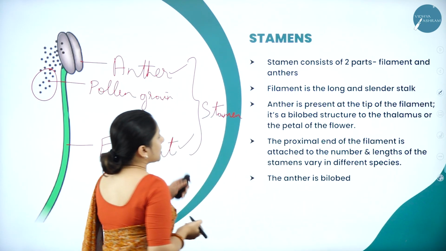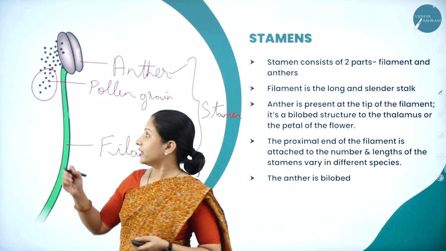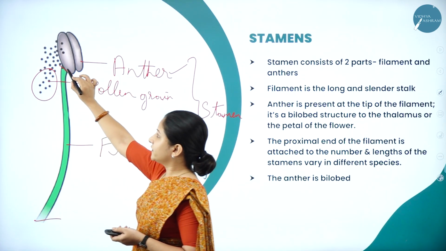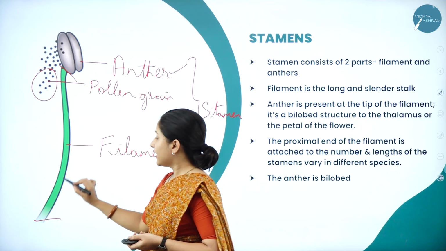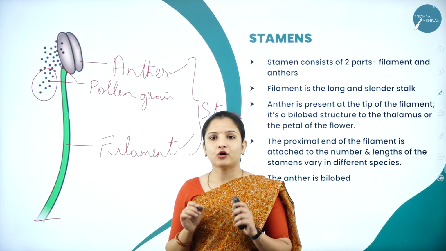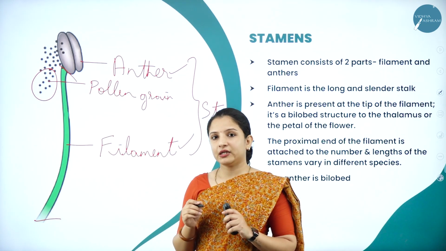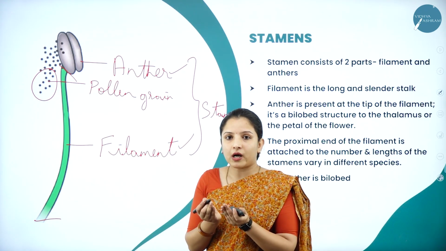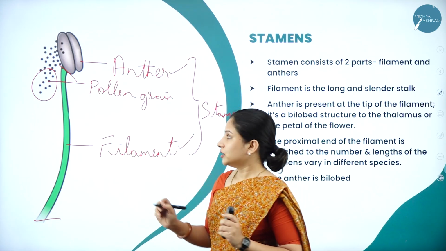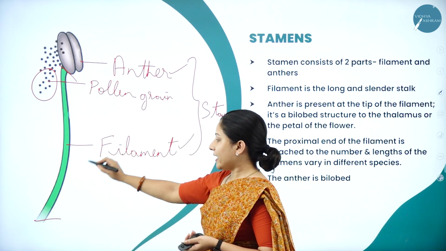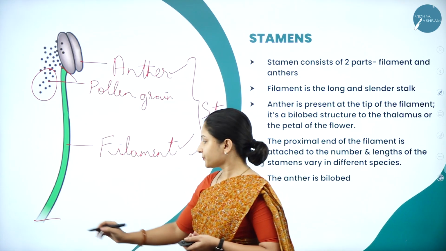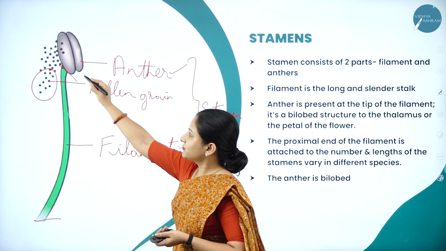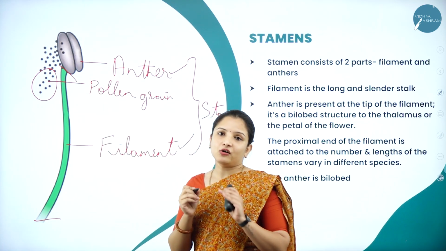So the anther is present at the tip of the filament. You can see here the filament has two poles. One end of the filament is attached to the anther and the other end is attached to the thalamus or the receptacle. Why? Because I told you previously, all the parts of the flower arise from the thalamus. So the thalamus is the one which holds all the parts of a flower. So one end is connected to the anther and the other end of the filament is connected to the receptacle or the thalamus. When you see the filament, it is quite long and it is slender.